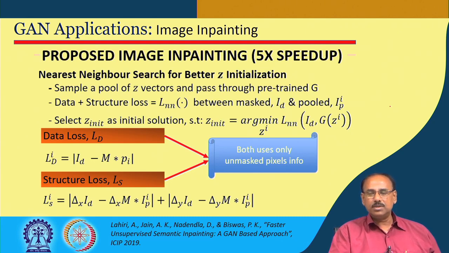So, using both of these, we have found that computationally our method has become much more efficient, and at the same time the reconstruction has improved, because we have introduced a second loss, which is the structure loss, that is in the gradient space. So, the introduction of the structure loss has also improved the quality of our inpainted images.